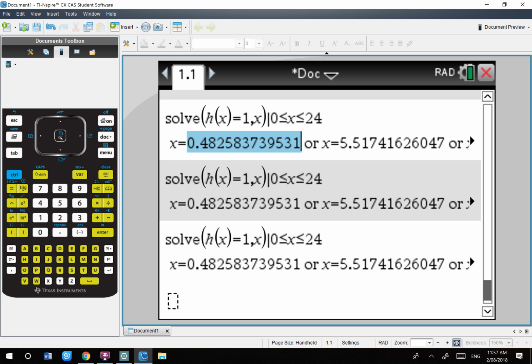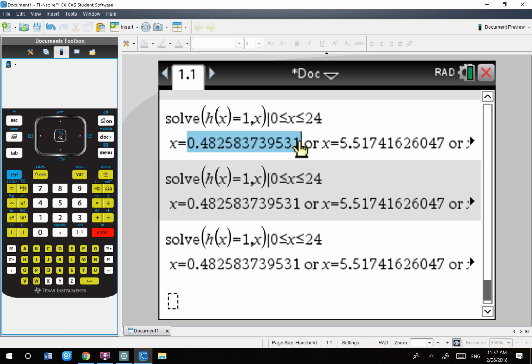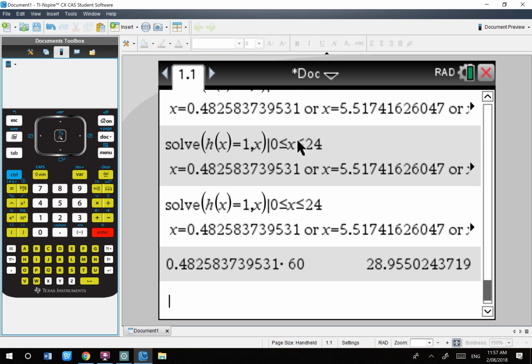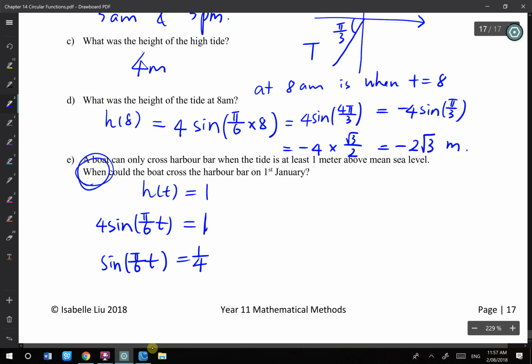What you can do is press control, shift, hold shift and then left or right to highlight the part you need, and then you press enter. I'll times that by 60. You have 28.9, so let's say 29 minutes. So T1 is 00:29 a.m.